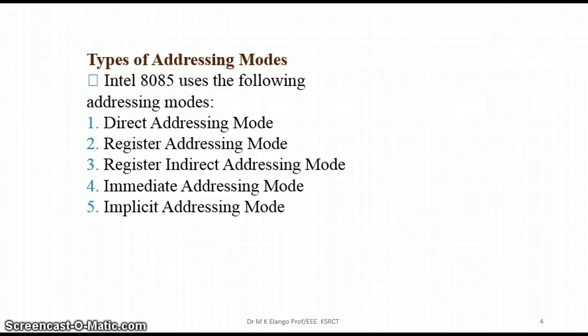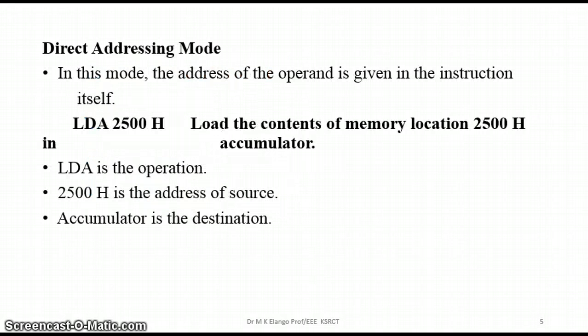In 8085 microprocessor, there are 5 types of addressing modes. The first one is direct addressing mode, second register addressing mode, third register indirect addressing mode, fourth immediate addressing mode, and the fifth implicit addressing mode. By the way of accessing the data for their operation, addressing modes of 8085 are classified into those 5 categories. Now I will explain one by one.